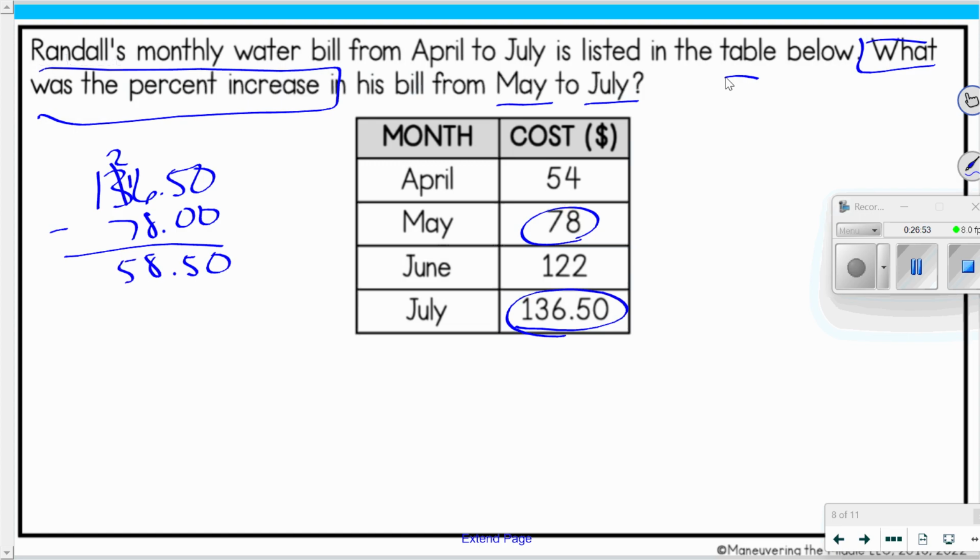Do you need June as well, though? Because it said May to July. No, I'm just comparing May to July. It's telling me where I'm starting, May, and where I'm ending, July. Yeah, but then June is in the second part of it. Right, so this is the kind of question that's designed to trip you up. Do I need June for this problem? No. I'm only comparing May and July.